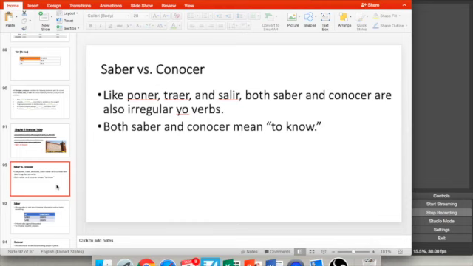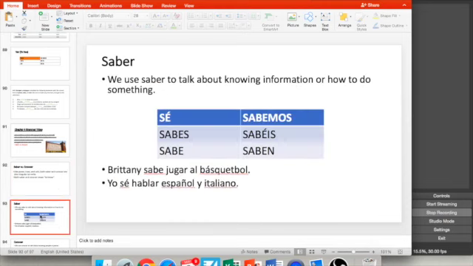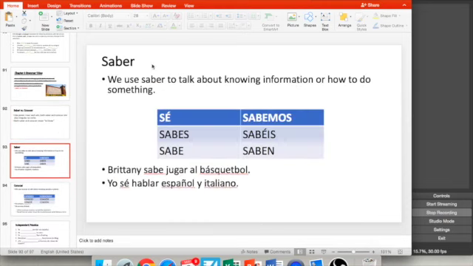Okay, so first let's talk about how they're irregular. As you look at saber, everything except for the yo form makes perfect sense. You chop off your ER in saber and you get sabes, sabe, sabemos, sabes, saben. No big deal. Chop off your ER, throw the endings on there. But the yo form is not sabo. There's no such thing as sabo, S-A-B-O. Sabo is not a word. We say yo sé or yo no sé.